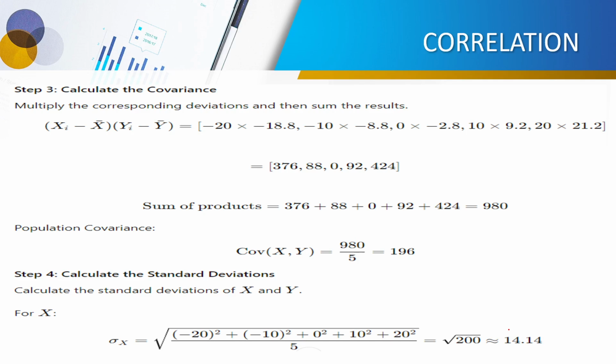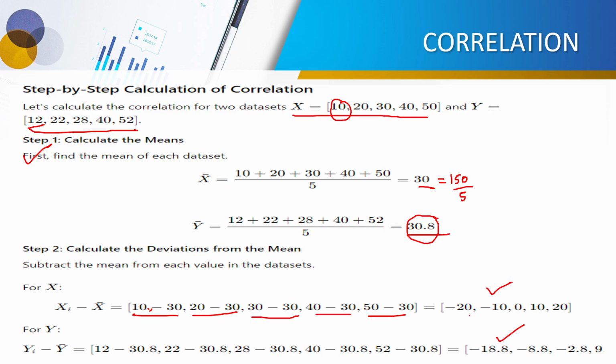Now we have to move to our third step. What is the third step? Multiply, as we have to go for the covariance. Covariance is simply a multiplication of all the numbers. So minus 20 multiplied by minus 18.8. It is an element by element multiplication. Again keep a focus on that. The first value is multiplied with the first value.